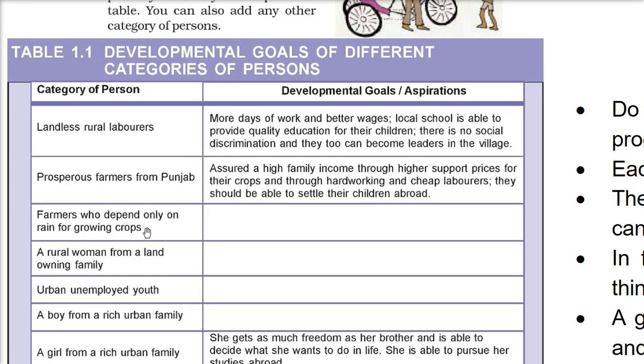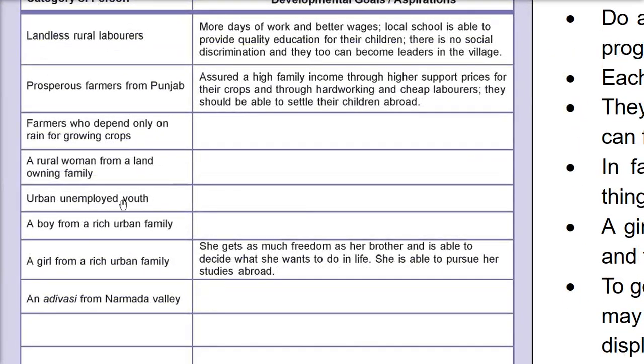Now, the third one is the farmer who depends only on rain for growing crops. This farmer has only one aspiration: when he is growing a crop, he needs rain, he needs a proper monsoon, or he needs proper arrangement for irrigation by the state or by the government. Then a rural woman from a land owning family.